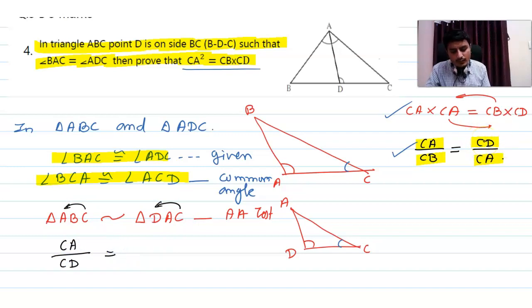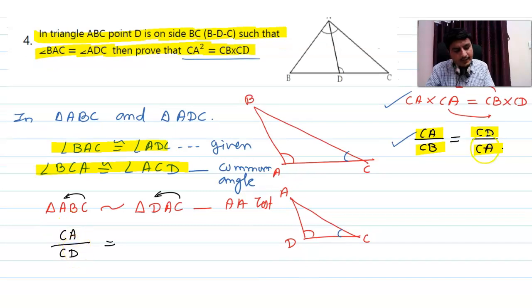So CD means we are having CD and the AC are the corresponding sides. So look at the BC or the CB. CB, with the last two letters together, corresponds to the CA. So I am writing CB divided by the CA.